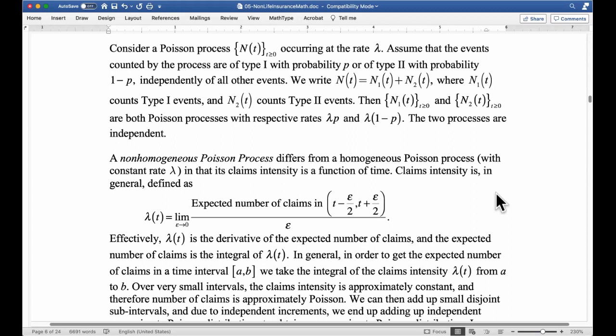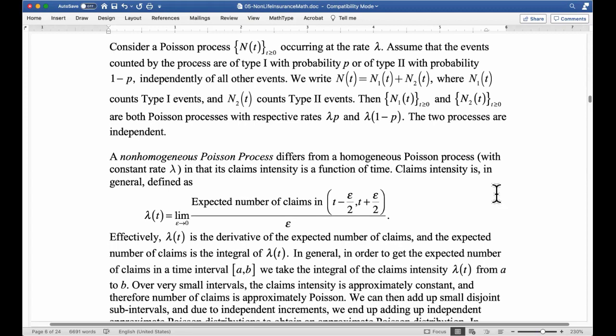And this is the same kind of thing as the previous result. You add up Poisson distributions under certain conditions, you get Poisson. And if you split the Poisson into different types of events, each of them will be Poisson. This is the same idea.